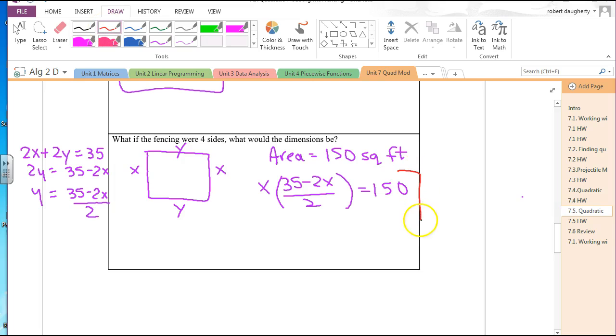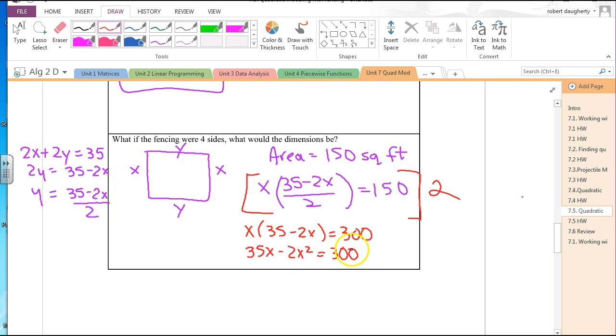Not divide. What if we multiply both sides of this equation by 2? If I multiply both sides of this equation by 2, I'm going to get x times (35 minus 2x) equal 300. I would rather work with that equation. So this is 35x minus 2x squared equal 300, or minus 2x squared plus 35x minus 300 equals 0. And what do I do with that one?